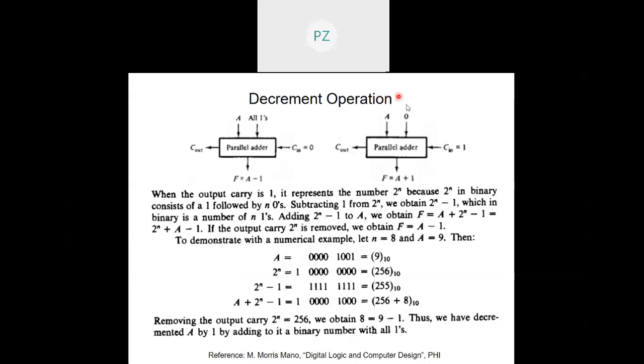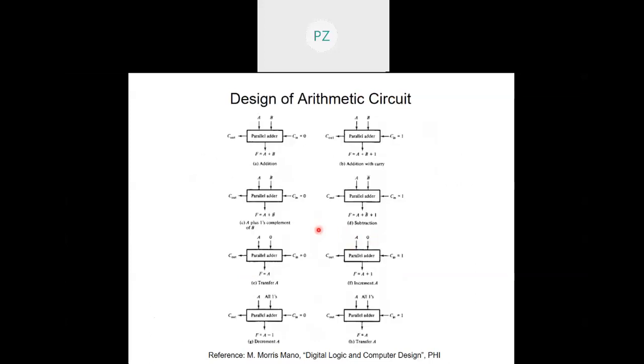So that is how this parallel adder gives me a lot of different arithmetic functions, as you can see for yourself. It gives me addition, addition with carry, subtraction, subtraction with borrow, transfer, which means no change, incrementation, decrementation, and transfer again. So you see pretty much all the different arithmetic functions that I'm looking for, I'm able to get using just the parallel adder with B and Cin being varied.